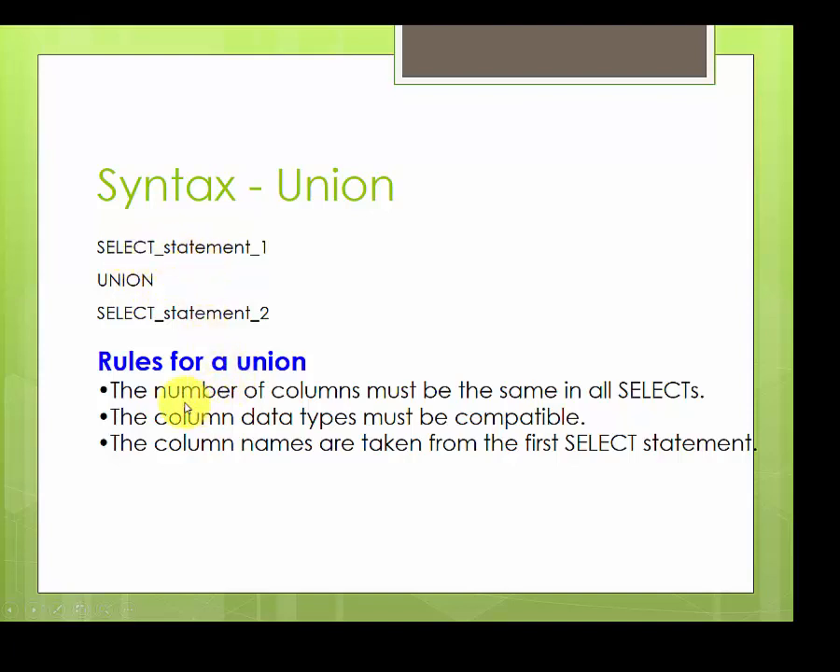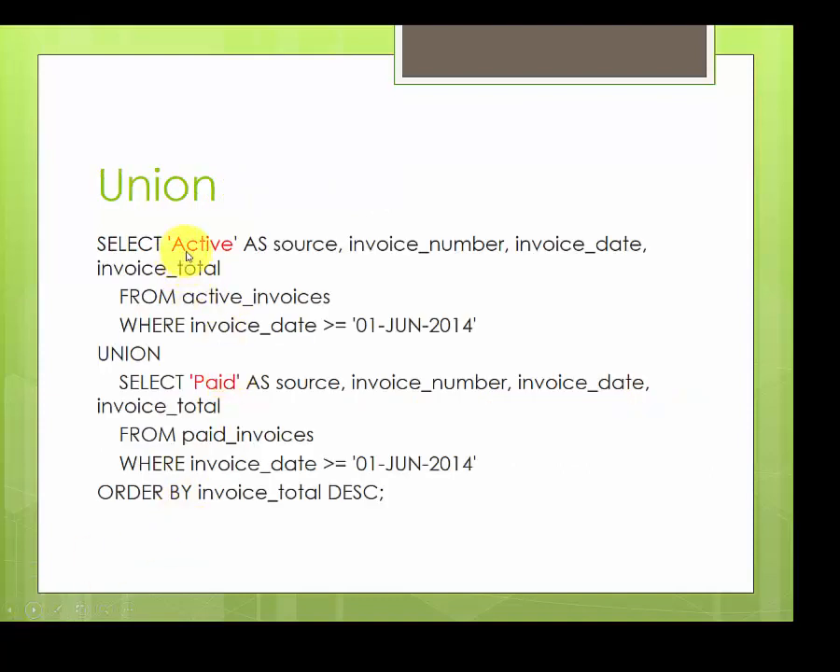For a union, the number of columns must be the same in both select statements. The column data types must be compatible, and the column names in the report are taken from the very first one. So an example of this is active as source, which means that we are just going to write the word active and everything in that column, and then we're going to display it as source. Then we're going to have our invoice number, invoice date, invoice total. We're going to take all of this from our active invoices where our invoice date is greater than or equal to June 1st. We also want to identify our paid with this.